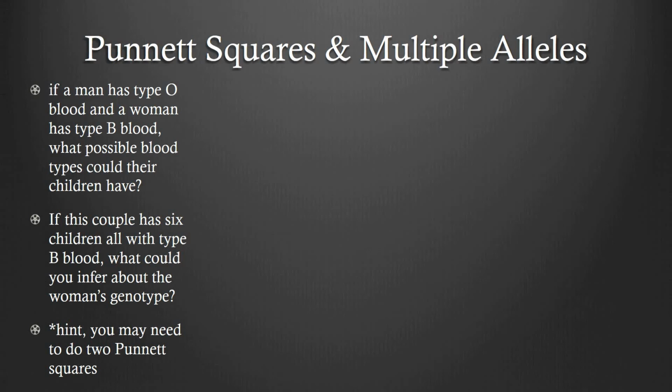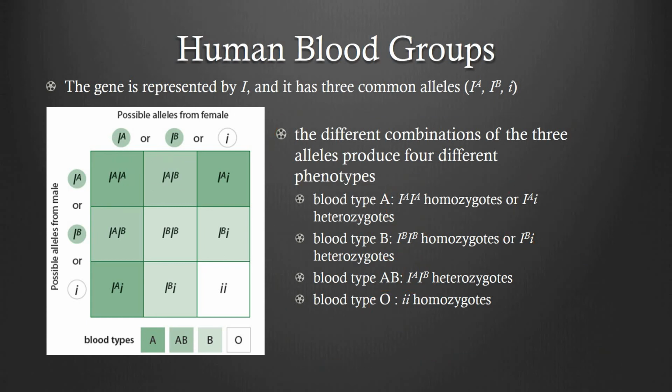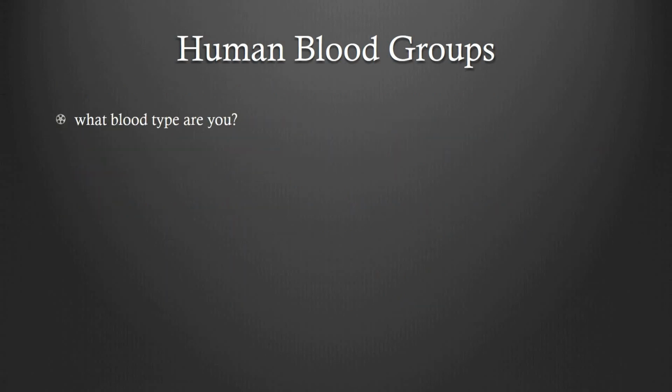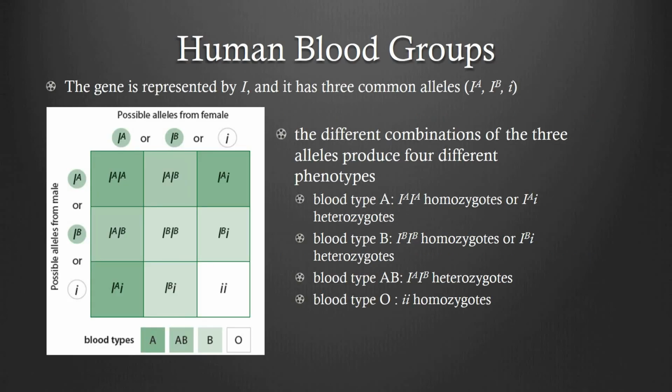So we have to know what type O is. Let's go back to the slide before that. Type O blood is ii, 2 lowercase i's, and we know that type B blood is the woman's. So it could be I^B i or I^B I^B.